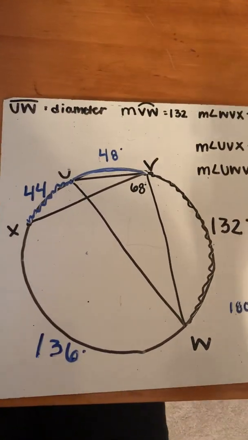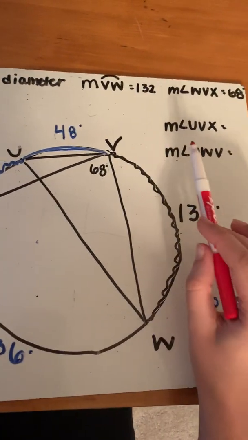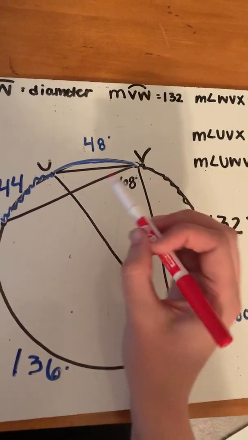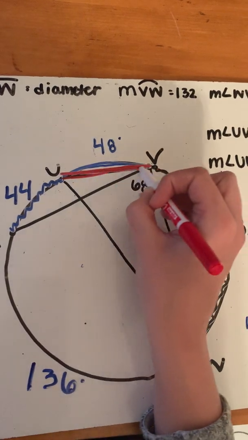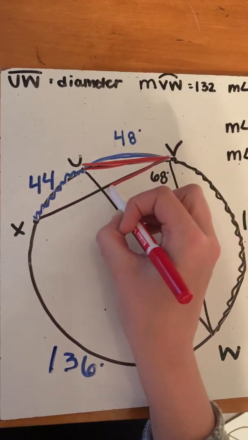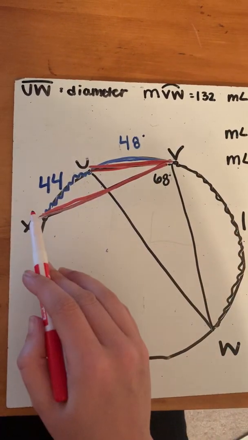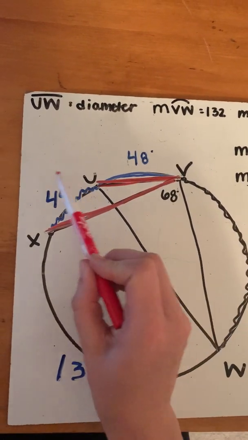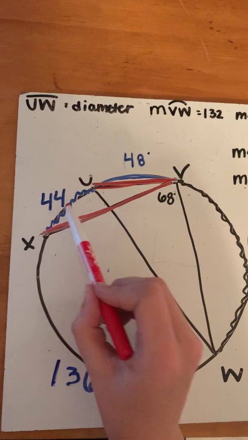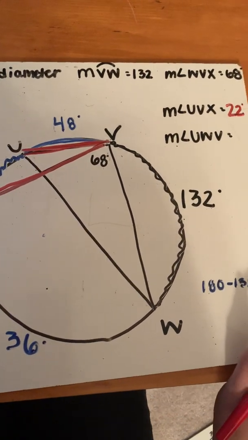Now that I have all of my arcs labeled, I'm going to dive into what they actually want us to find. The first one is UVX. I'm going to highlight that: U to V, so this line, to X. What type of angle is UVX? It's an inscribed angle. How does the inscribed angle relate to its arc? It's half of it. So what should this angle be? 22. Good.